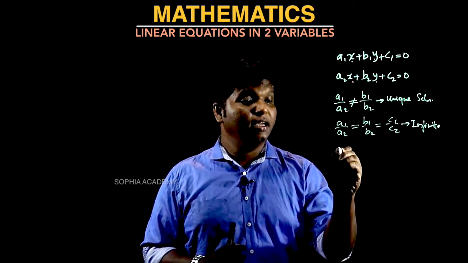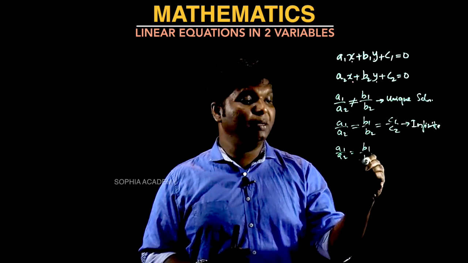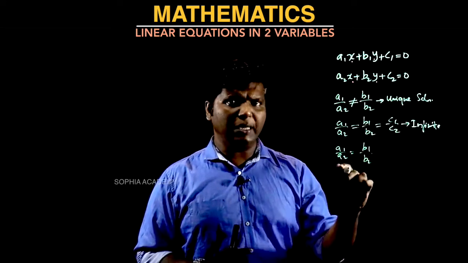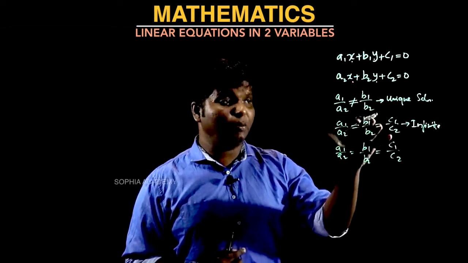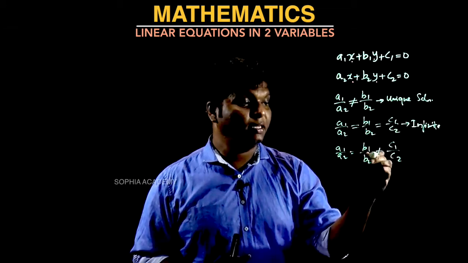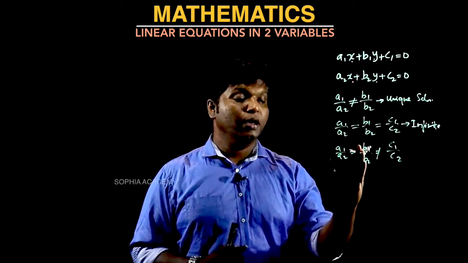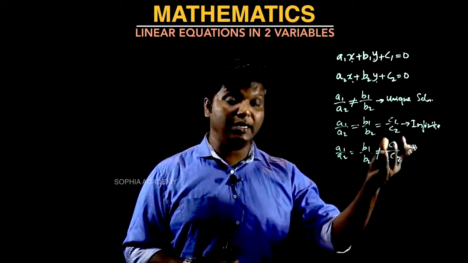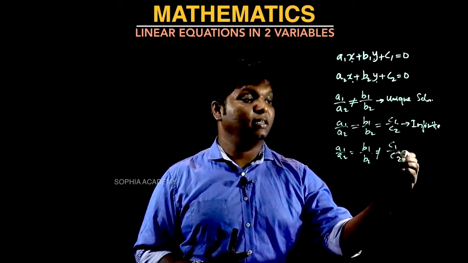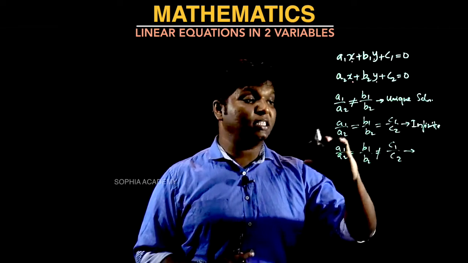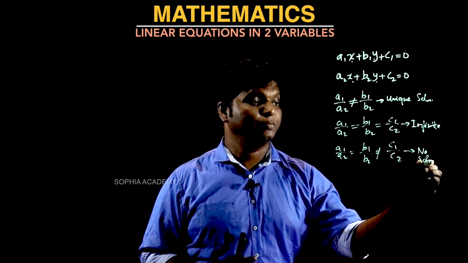And third case, a1 by a2 is equal to b1 by b2, same as before, but that's not equal to c1 by c2. Now you may think that both cases are the same, but here goes the thing: that's not equal to. That means the first two ratios are equal to each other, whereas the third ratio is not equal to that one. In this case we will say that the system of linear equations has no solutions.